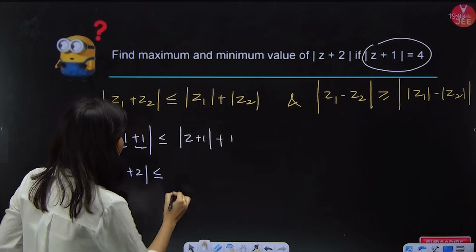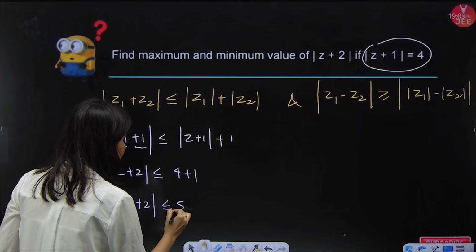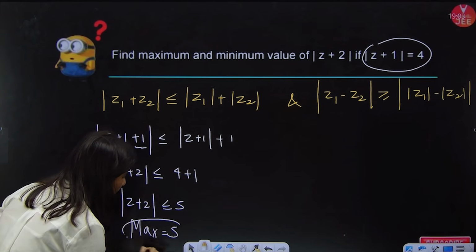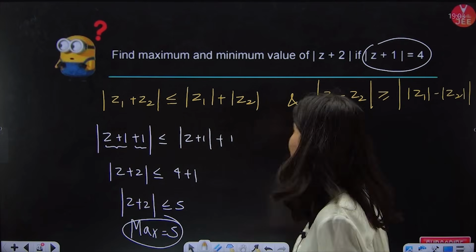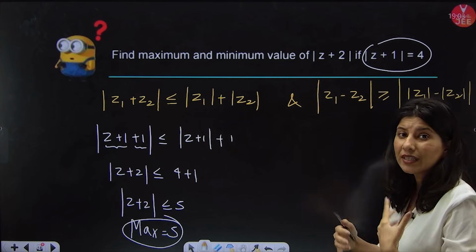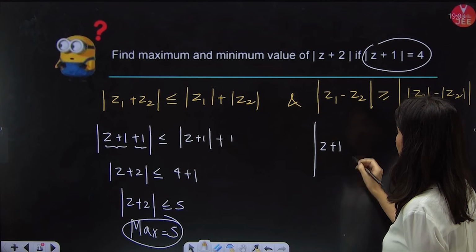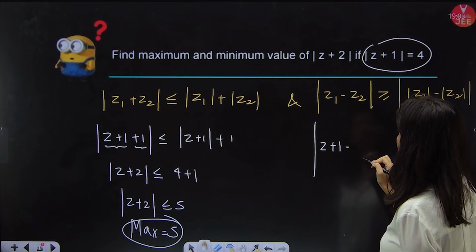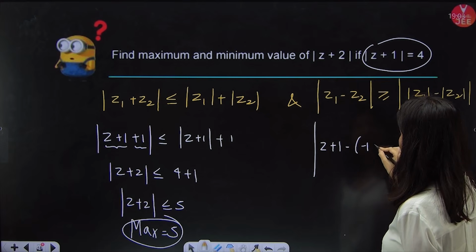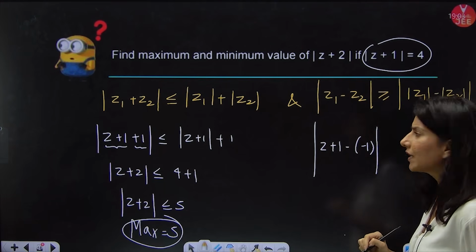This value you already know, 4 plus 1. So mod of z plus 2 will be less than or equal to 5. So the maximum value will be 5 from here. And from here you will get the minimum value. Again the same. Here you have to create mod z plus 2 with the help of z plus 1. So z plus 1 minus minus 1. Can we do that? Z plus 1 minus minus 1. We can do that, right?